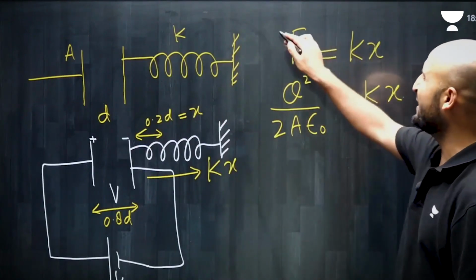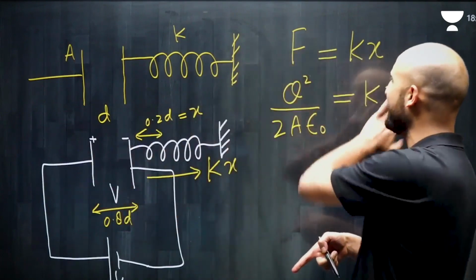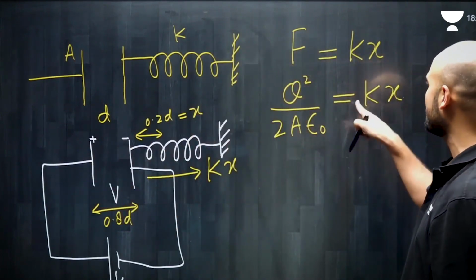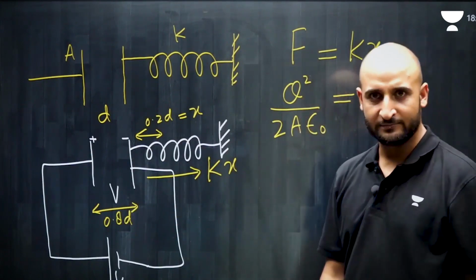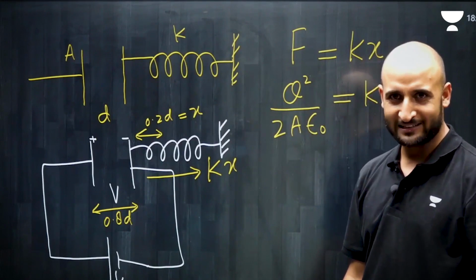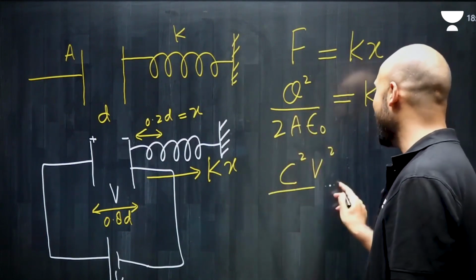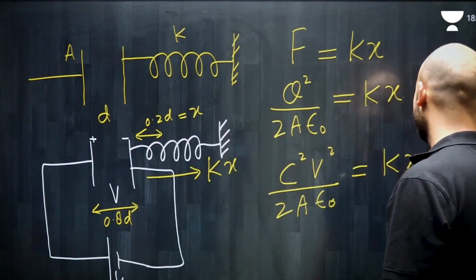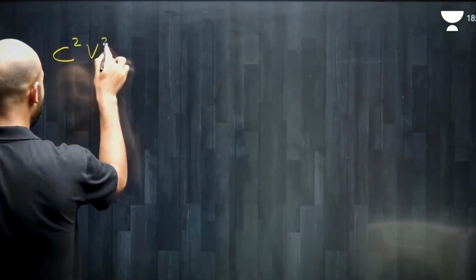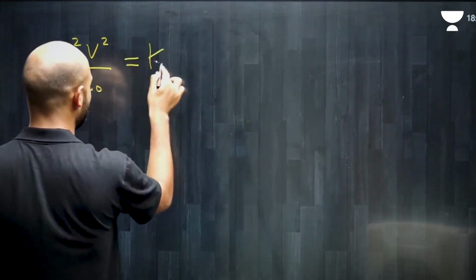I went with the equation that F, the electrostatic force of attraction between the two plates, will be equal to Kx. So Q squared by twice A epsilon naught is equal to Kx. Now the point is Q is not given. I know that Q is equal to CV. So I get C squared V squared divided by twice A epsilon naught, and that's equal to Kx.